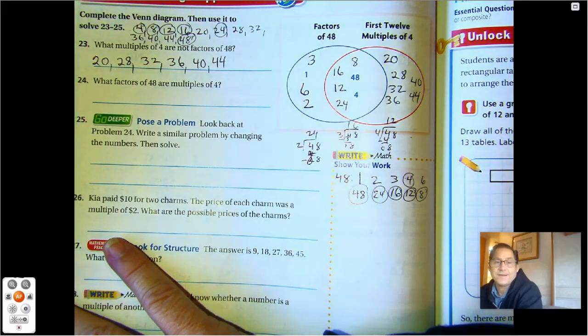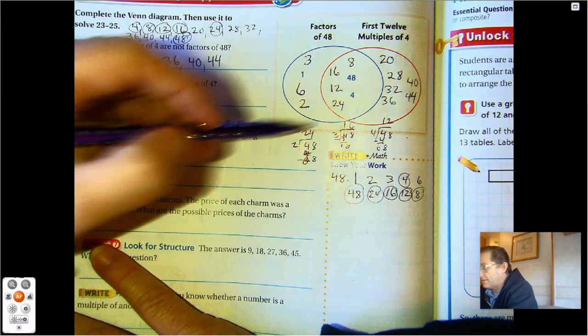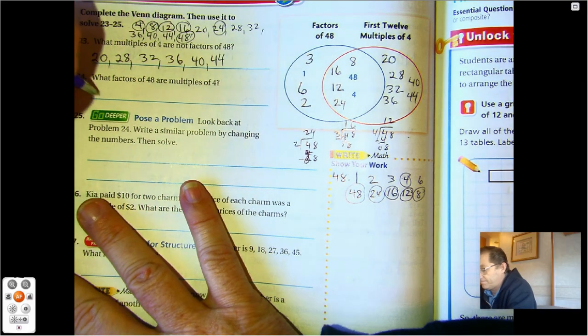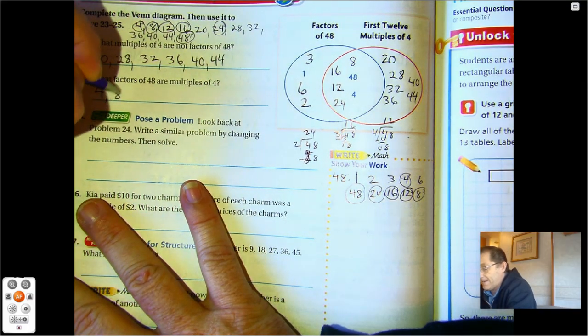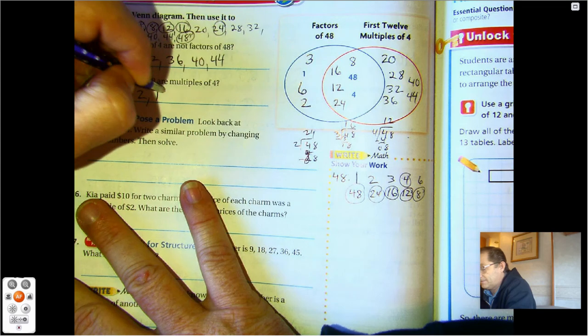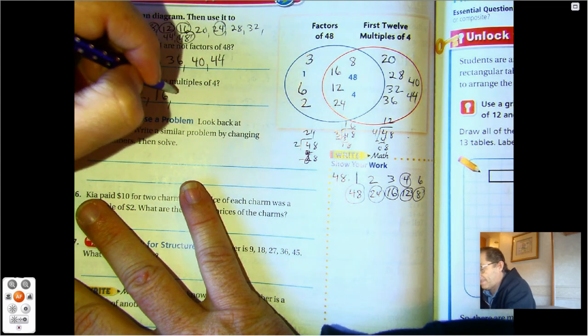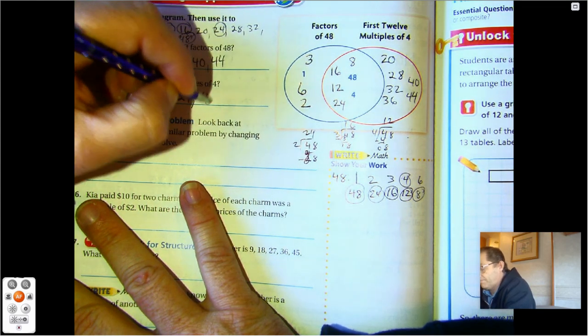What factors of 48 are multiples of 4? So that's the part that's overlapping. It's both. So 4, 8, 12, 16, 24, 48.